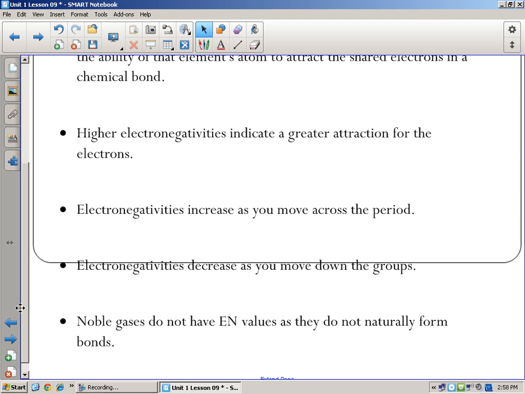The metals, of course, usually have lower electronegativities, and the nonmetals usually have higher electronegativities, all right? So there are some trends here you'll see. Higher electronegativities indicate a greater attraction for electrons. What is the best nonmetal for attracting electrons? The best nonmetal at attracting electrons?